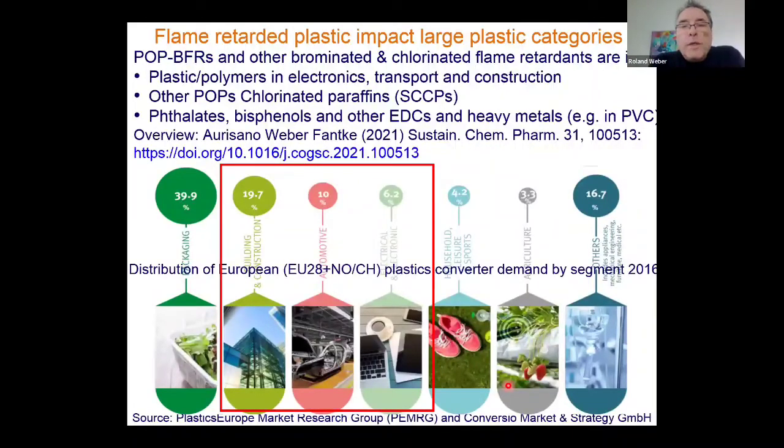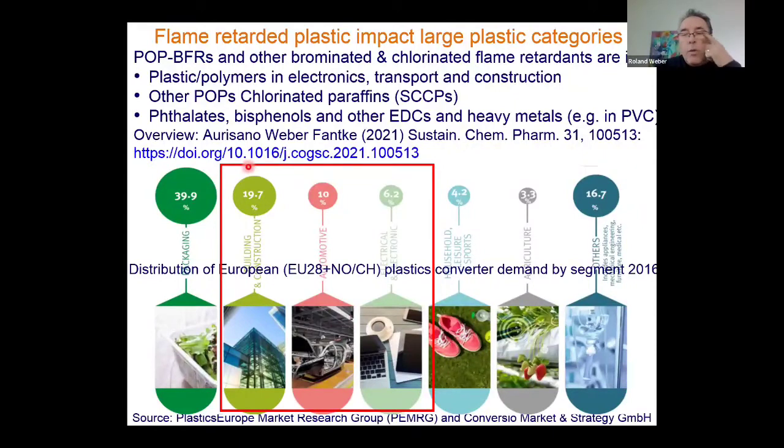So when you look to the total amount of plastic and plastic use, you see that some of the major uses like the electronics, the transport sector, and the building sector, especially the insulation, this is impacted by these brominated but also chlorinated flame retardants.